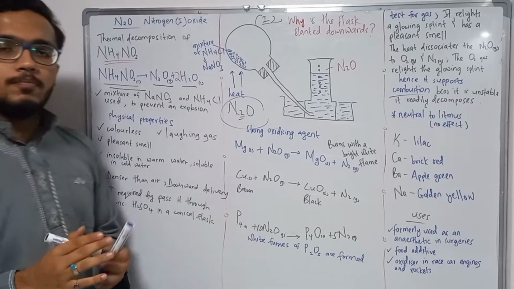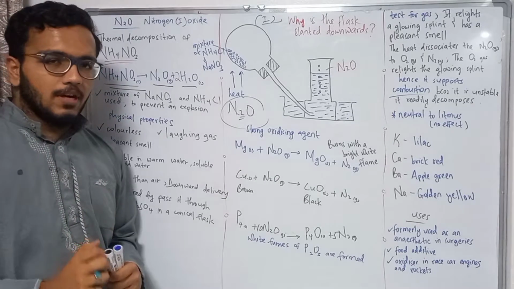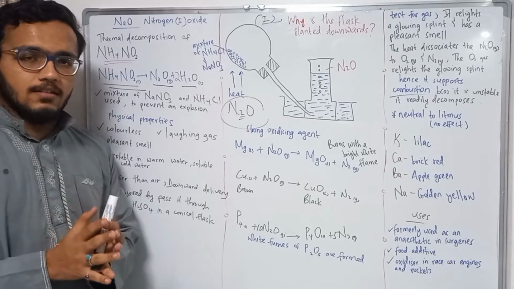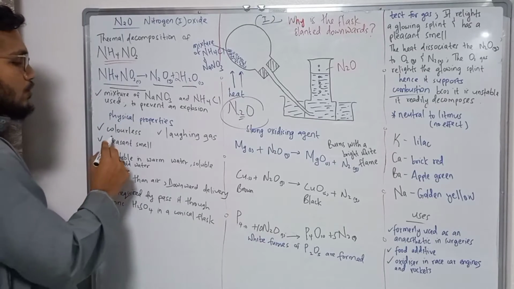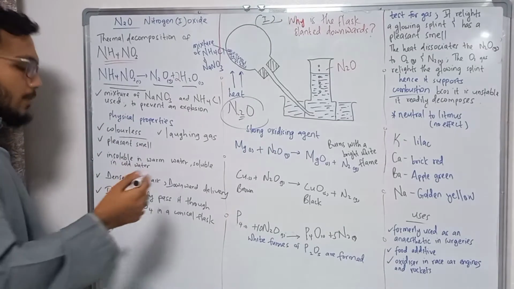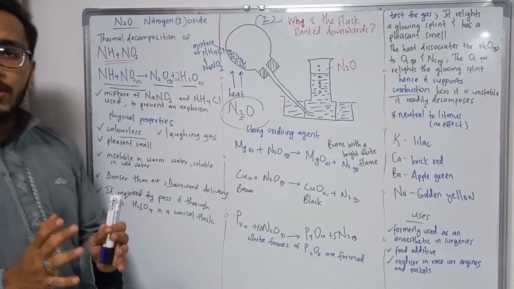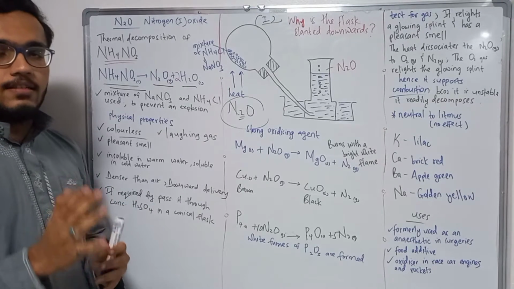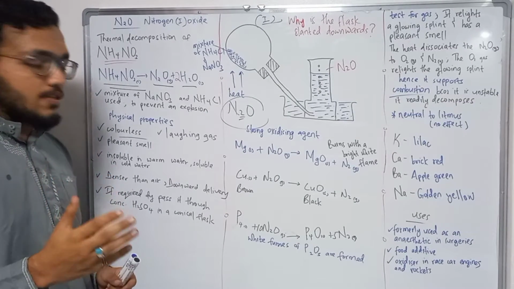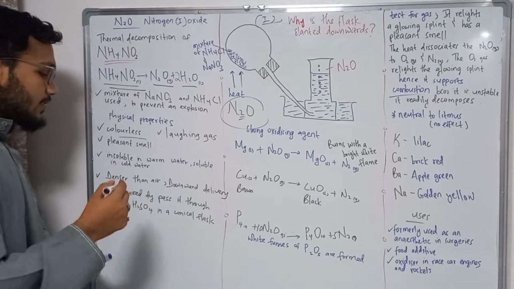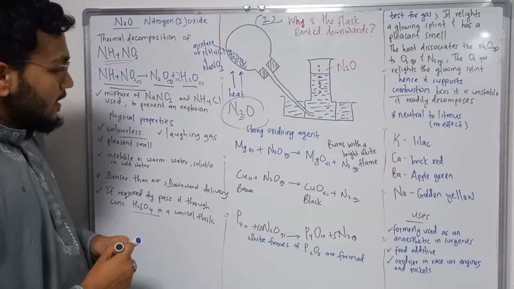What are the physical properties of nitrogen 1 oxide? One, it has a pleasant smell. One of the distinguishing factors of N2O is that it has a pleasant smell. It is also colorless, it has no color, insoluble in warm water, soluble in cold water, denser than air, and we know that if a gas is denser than air, it is collected by downward delivery. Downward delivery is also called upward displacement of air. If required dry, pass it through concentrated H2SO4 in a conical flask.